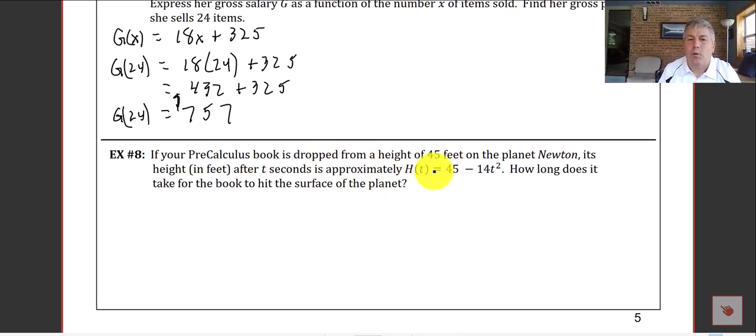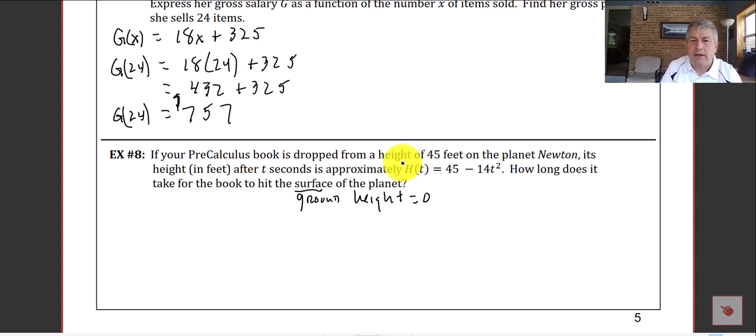Sample 8, we give you the formula here, h of t. If you drop your book from a height of 45 feet on the planet Newton, its height in feet after t seconds is identified by this function. How long does it take for the book to hit the surface of the planet? The surface would be the ground, and that would be a height equal to 0. Not our time.